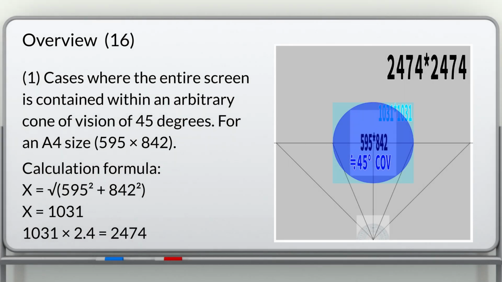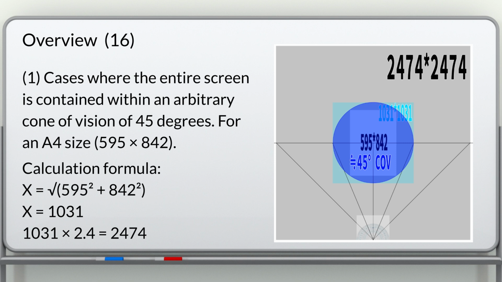Cases where the entire screen is contained within an arbitrary cone of vision of 45 degrees. For an A4 size 595 times 842. Calculation formula: x equals square root of 595 to the power of 2 plus 842 to the power of 2. X equals 1031.